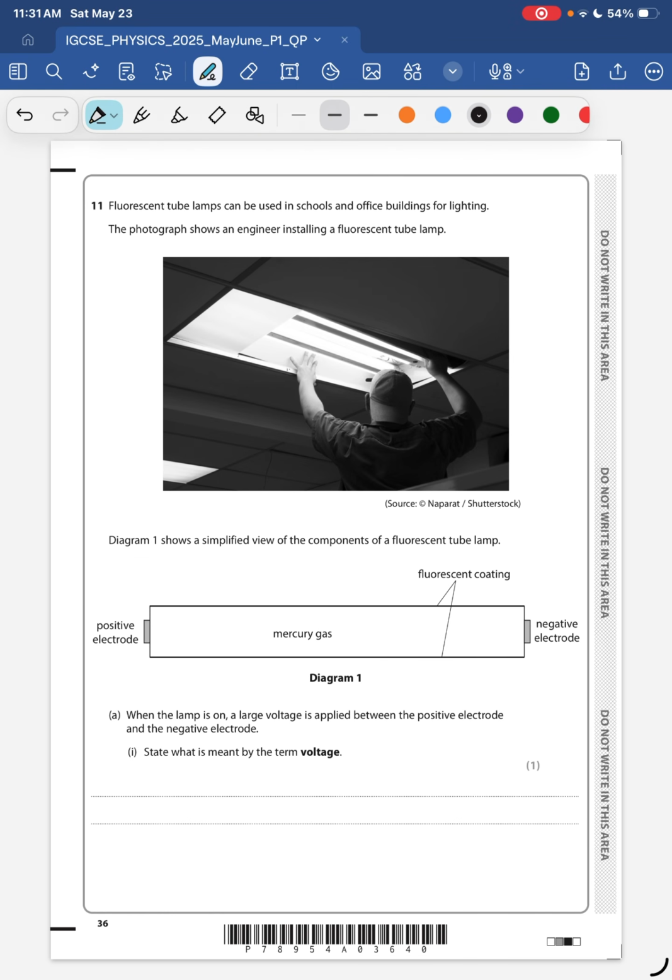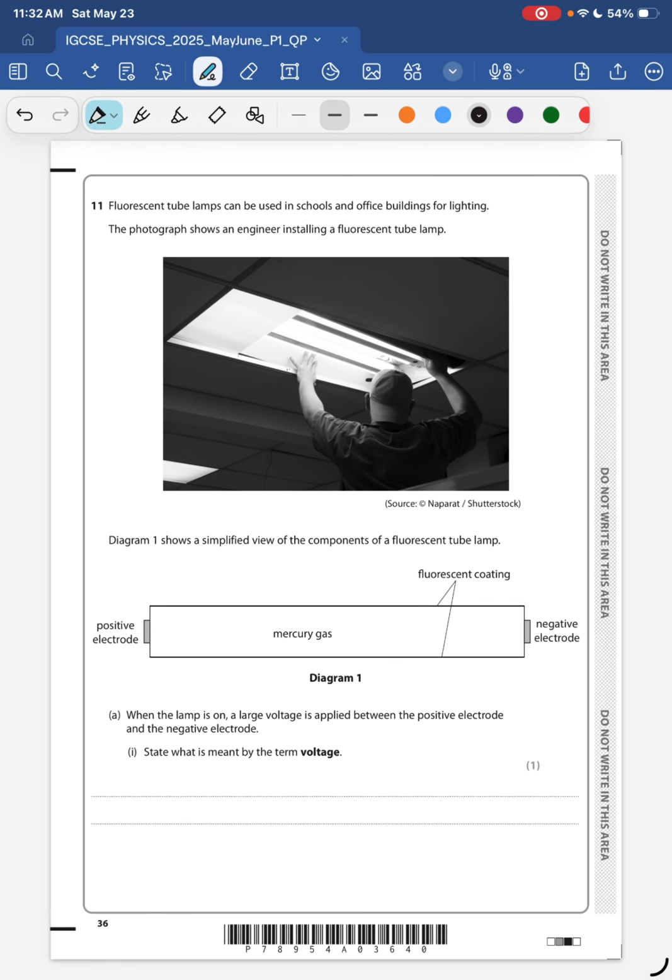Okay, fluorescent tube lamps can be used in schools and office buildings for lighting. The photograph shows an engineer installing a fluorescent tube lamp. Diagram 1 shows a simplified view of the components of a fluorescent tube lamp. When the lamp is on, a large voltage is applied between the positive electrode and the negative electrode.